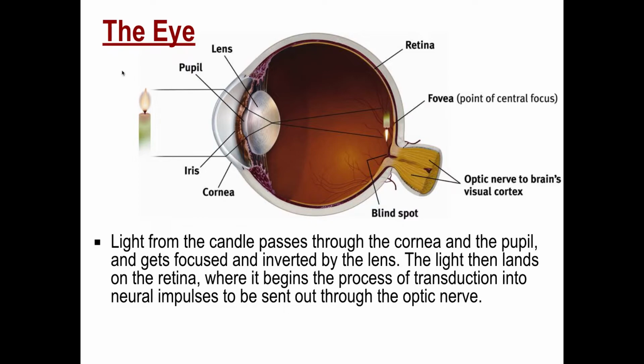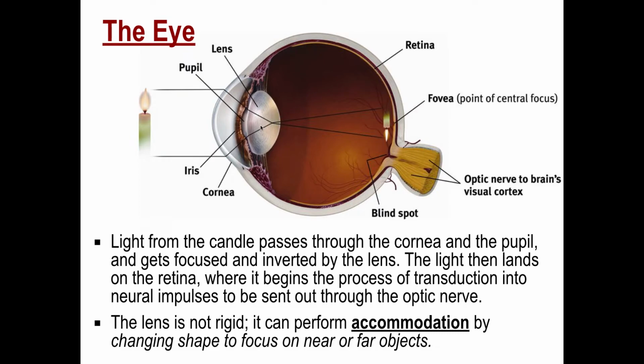But basically the way that the eye works is we have light from this candle that passes through the cornea and the pupil, and gets focused, and inverted, meaning flipped upside down by the lens. The light then lands over here on the retina, right? The retina is this part right here, where it begins the process of transduction, which is when it changes from a sensation into a neural impulse. And that neural impulse is sent down the optic nerve.